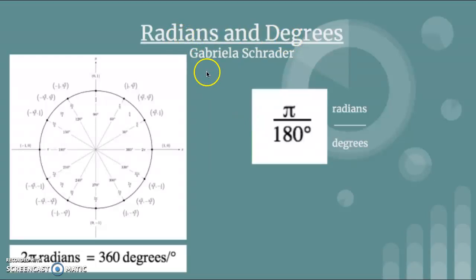Radians and degrees. We know that a unit circle is 2 pi radians or 360 degrees, and halfway is pi radians or 180 degrees. This enables us to make the equivalent statement that pi radians is 180 degrees. We can use this to convert between both radians and degrees.